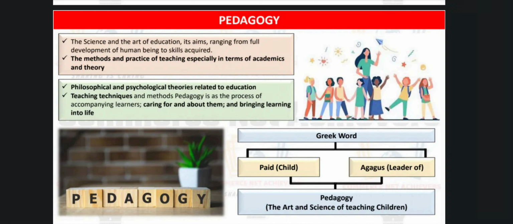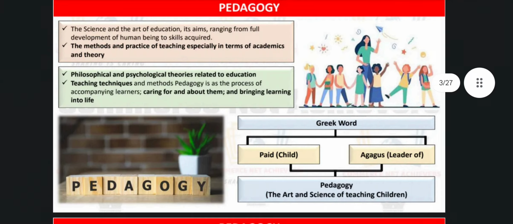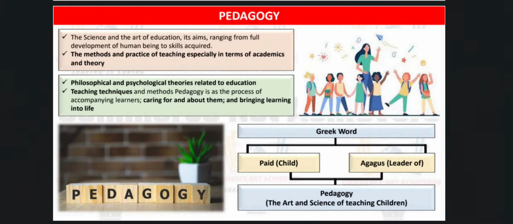Today we are going to continue our series on teaching aptitude with part 2, and our part 2 topic is pedagogy: the science and the art of education, its aims ranging from full development of human beings to skill acquisition. The methods and practice of teaching, especially in terms of academics and theory. Philosophical and physiological theories related to education, teaching techniques and methods.